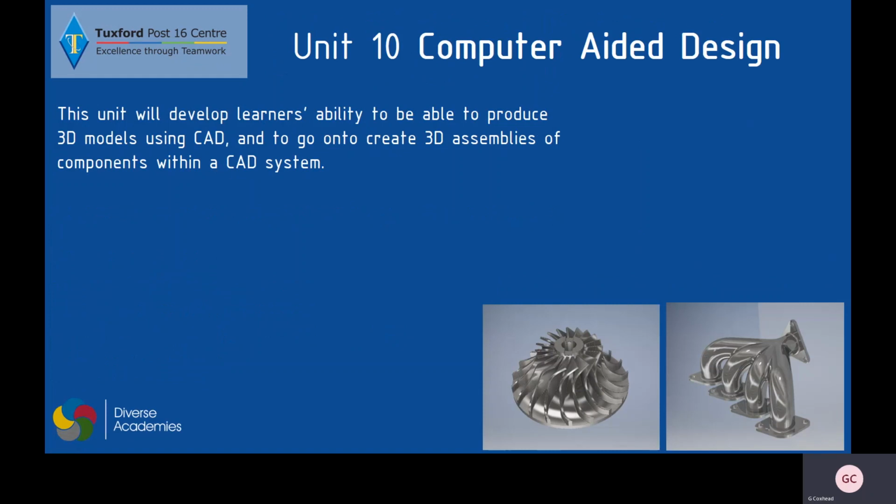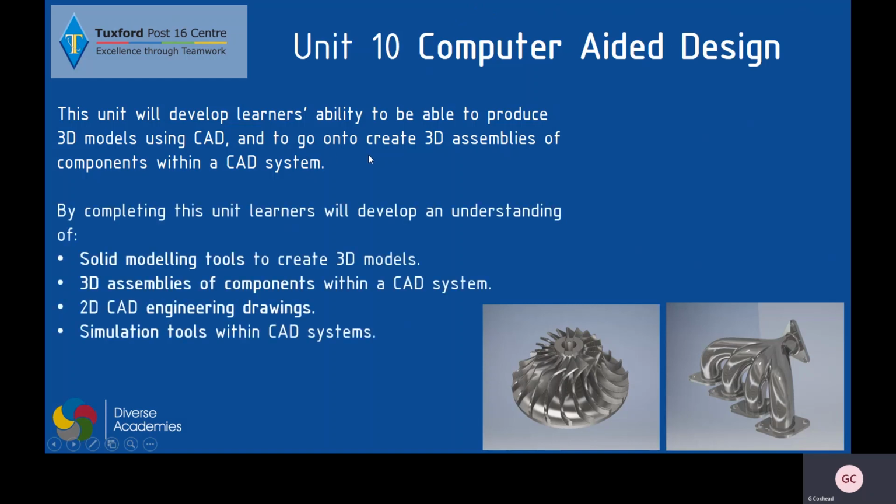Unit 10 is a design skills unit where they're going to be developing computer-aided design. They will be working on 3D assemblies, solid modeling, 2D CAD engineering drawings, and developing skills using simulation tools as well, such as thermal analysis, stress analysis, etc. This is going to be assessed with a portfolio of work, a presentation with all their design work, where they describe the different types of tools and commands they used to create those designs and assemblies.